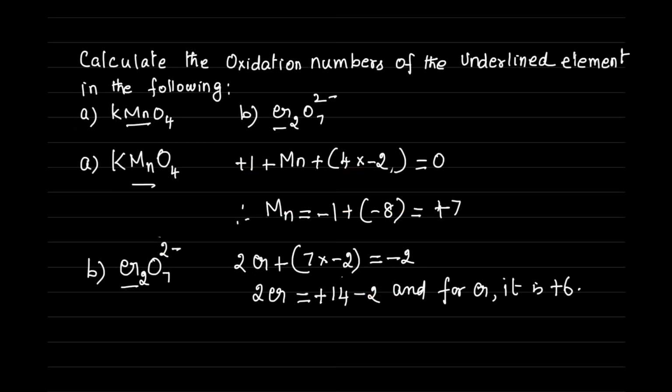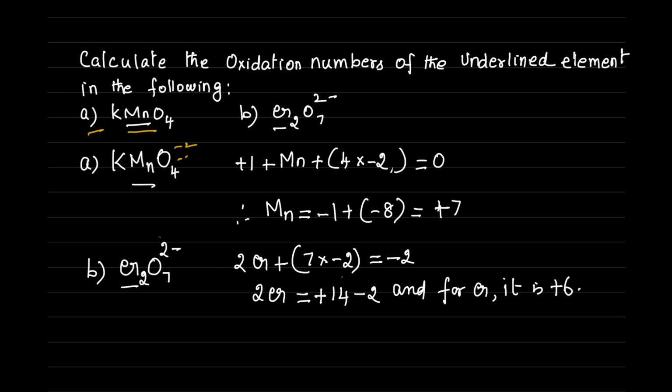Let us do the following exercise. Calculate the oxidation number of the underlined element in the following. A. Potassium permanganate. Here manganese is underlined. And B. Dichromate ion, Cr2O7 2-. In that, the oxidation number of chromium is to be found out.